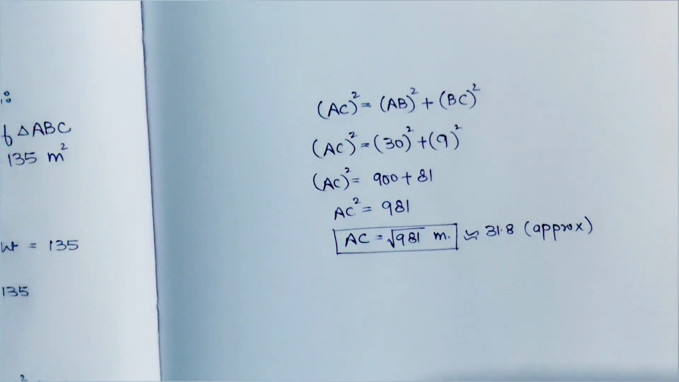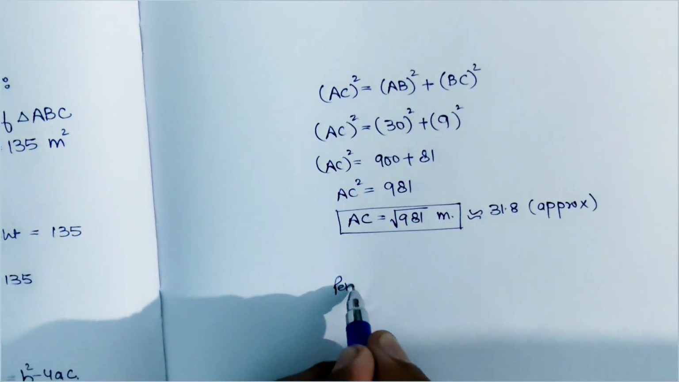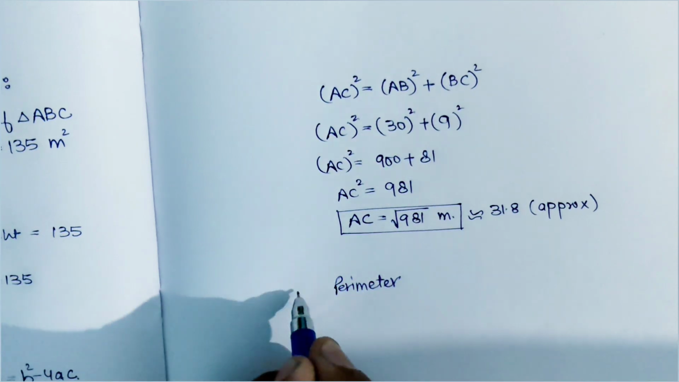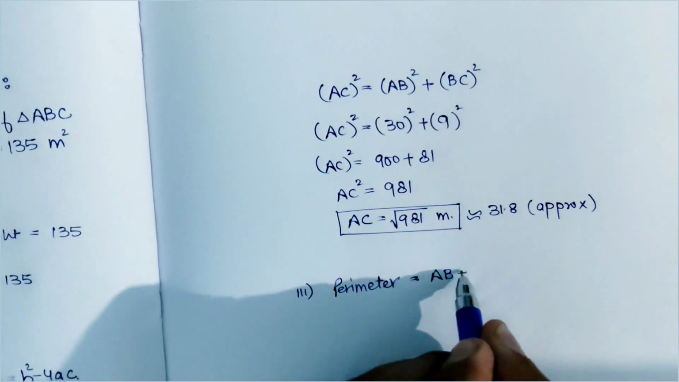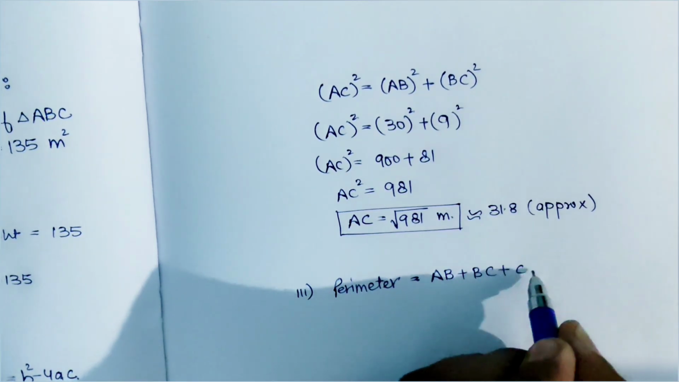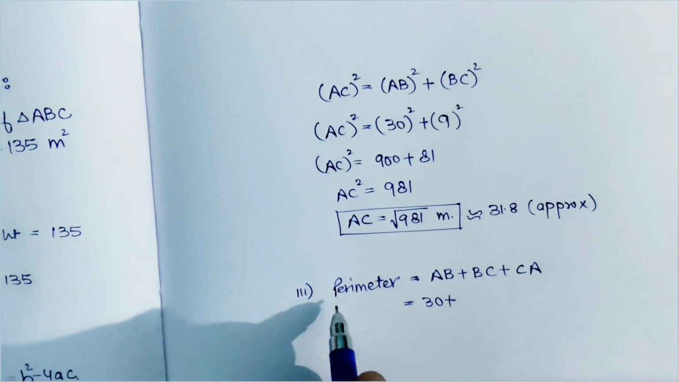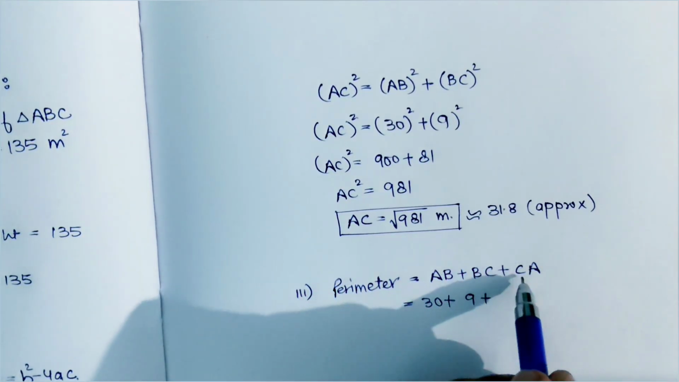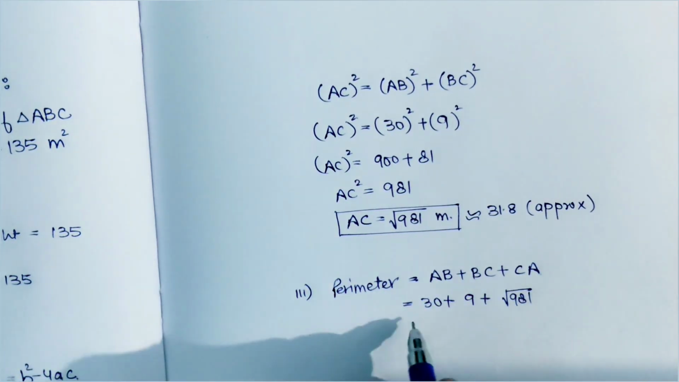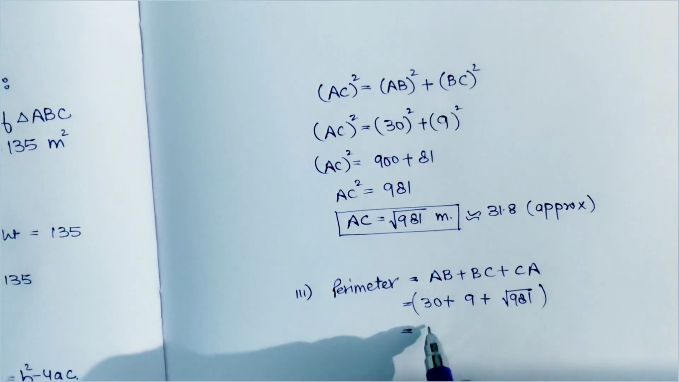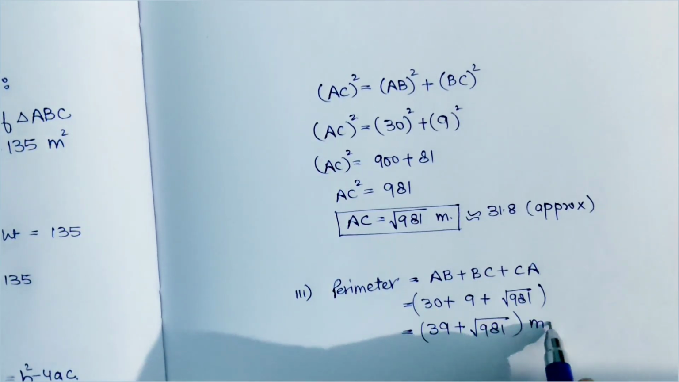Now in the third part, it is asking for the perimeter. So what is the perimeter? This is the third part. Perimeter is the sum of all sides. So this will be AB plus BC plus CA. AB is 30, BC is 9, and CA, which is AC also, is root 981. So this is 39 plus root 981, this much meter.